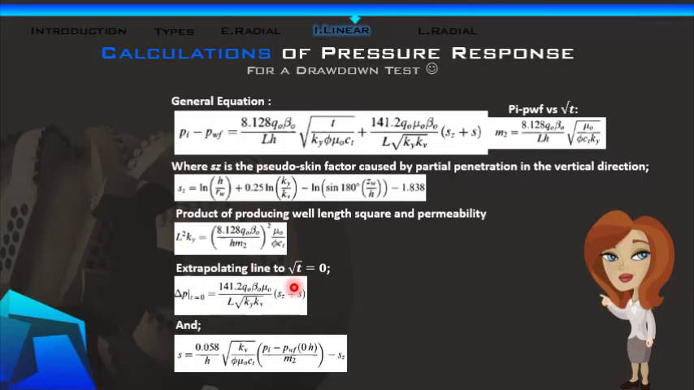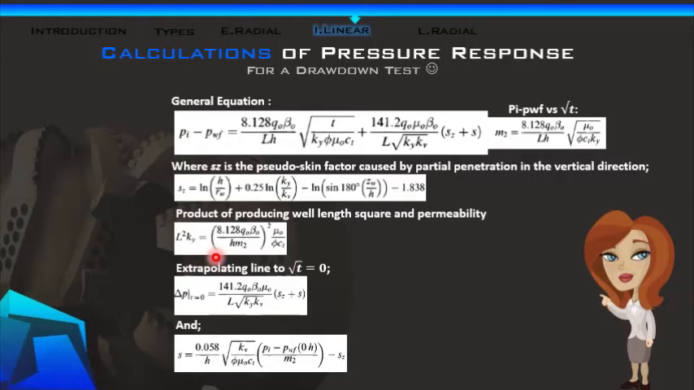I'll show you later. Second, this is what we call the pseudo skin factor caused by partial penetration in the vertical z direction. So this is the formula for it. Then you have the product of producing well length squared and permeability, L squared ky. We notice there's the m here. This m comes from the m that you find from plotting delta p versus square root of t. Once you put this m here, you will get the product of producing well length squared and permeability.